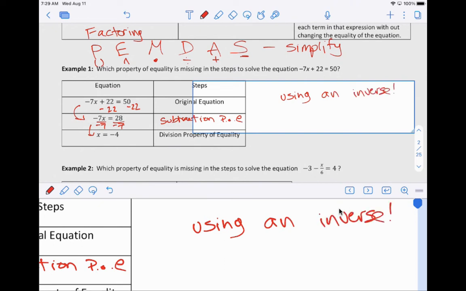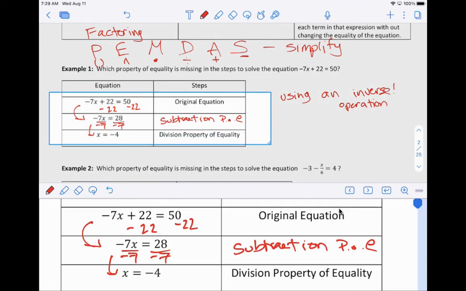An inverse, a word that may make you cringe from last year in secondary math 3, but it is an inverse, an opposite. I think it's different than an opposite, so be careful. But an inverse operation, right there. Notice addition is undone by subtraction. Multiplication was undone by division. Division, excuse me.